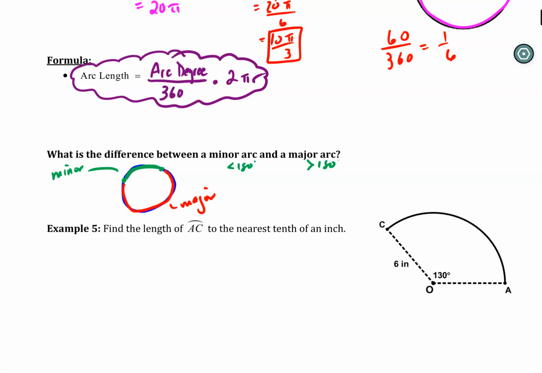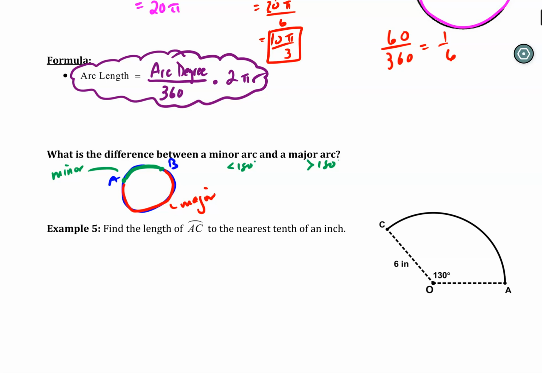And the key to that is because let's say I called this A and this B. And I said to you, hey, I'm talking about arc AB. Do you know which one? Both of those are arc AB, right? The green part is an arc from A to B. The red part's an arc from A to B. So you have to make sure you distinguish between the two.